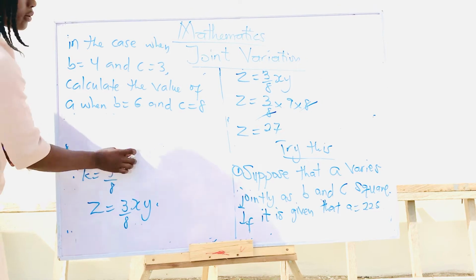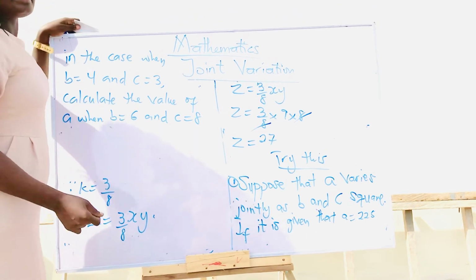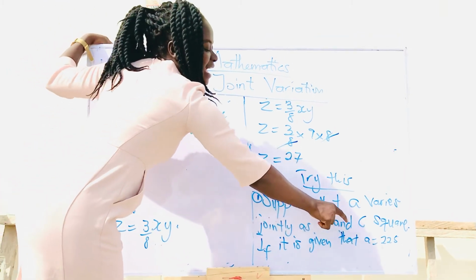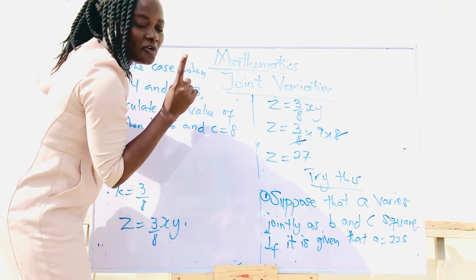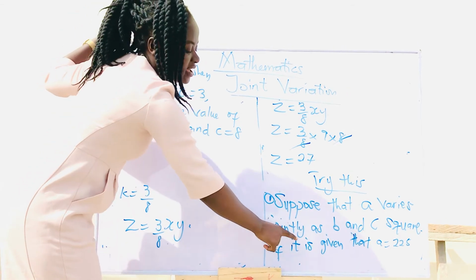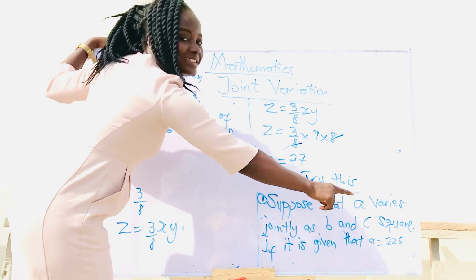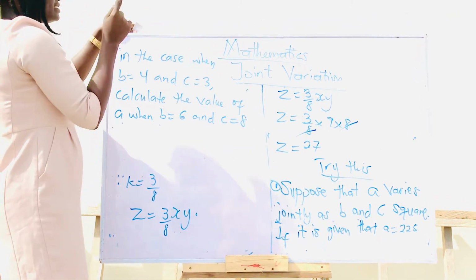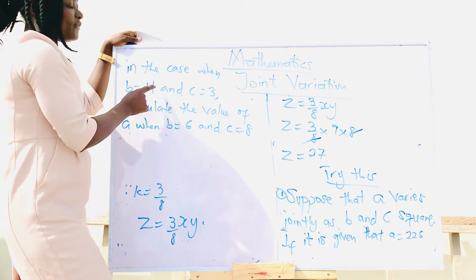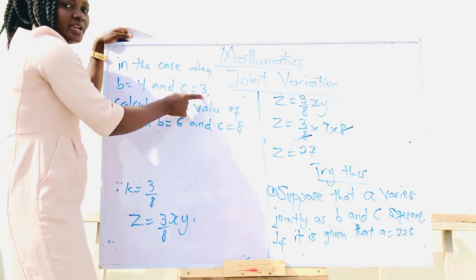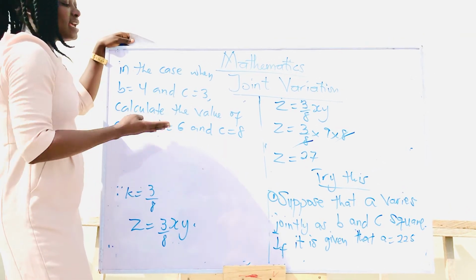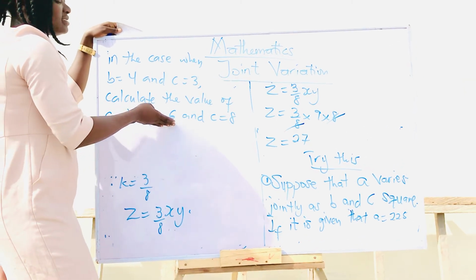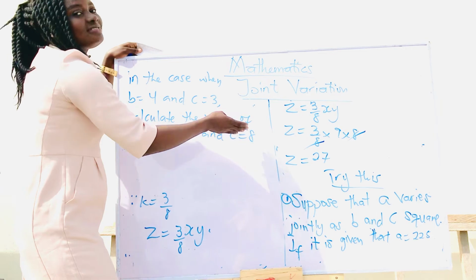And so this is our question. Suppose that A varies jointly as B and C squared. Don't forget the square. If it is given that A is equal to 225 in the case when B is 4 and C is 3, calculate the value of A when B is 6 and C is 8.